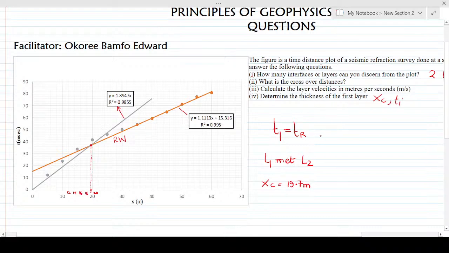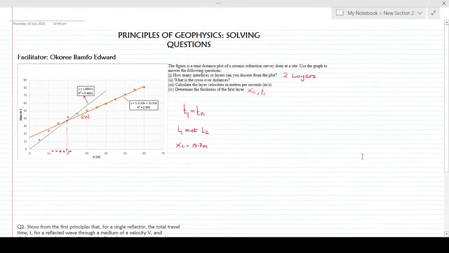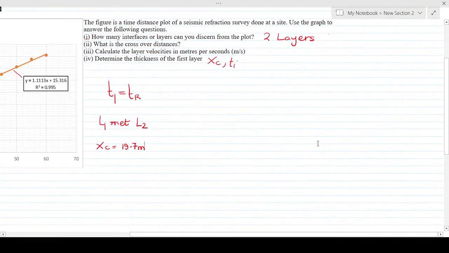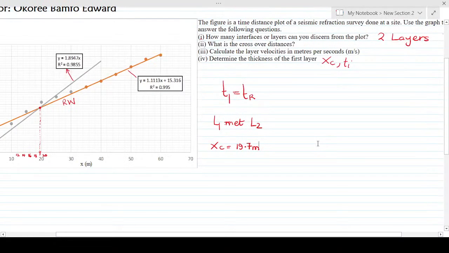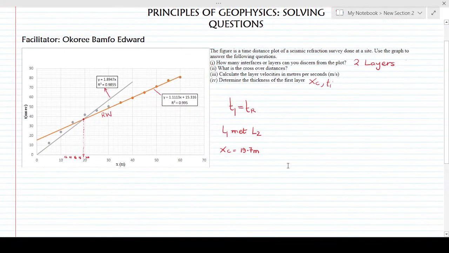Let me arrange the solution well so that you have a good representation of our work. So we said there are two layers, and the crossover distance is 19.7 meters. So we are done with that part.